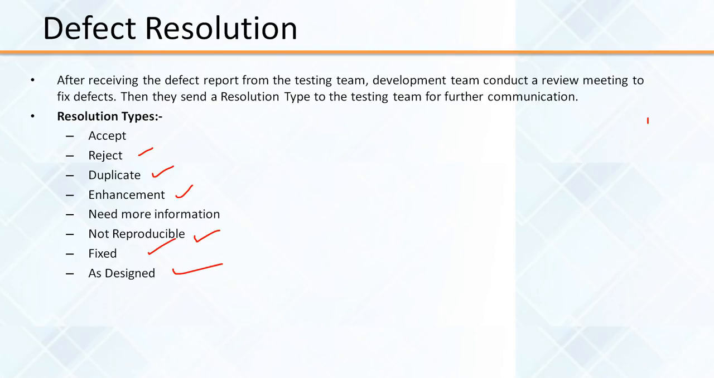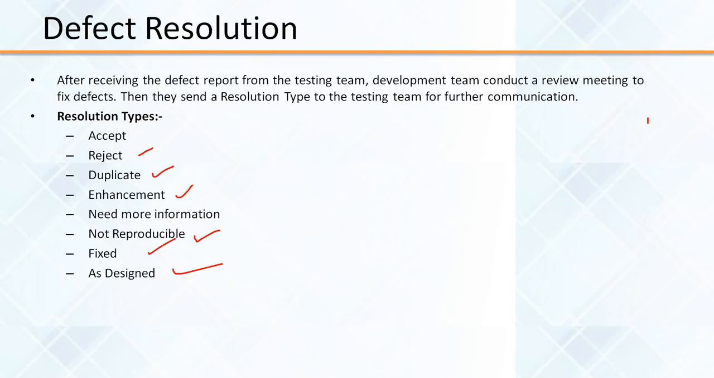Defect resolution is basically the developer's opinion regarding the defect which you have raised. Sometimes he feels it is genuinely a defect, so he will accept it. Sometimes he will reject it because your defect is not as per the expectation. Then the duplicate: you have raised the same defect earlier. Sometimes he will feel it is an enhancement, not a defect. An enhancement is an additional feature which we can add to the application. That is not a defect. Suppose the information you provided is not enough, then he will ask for more information. That is need more information.